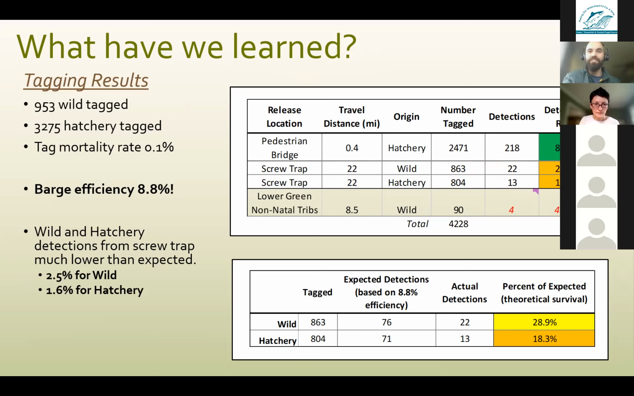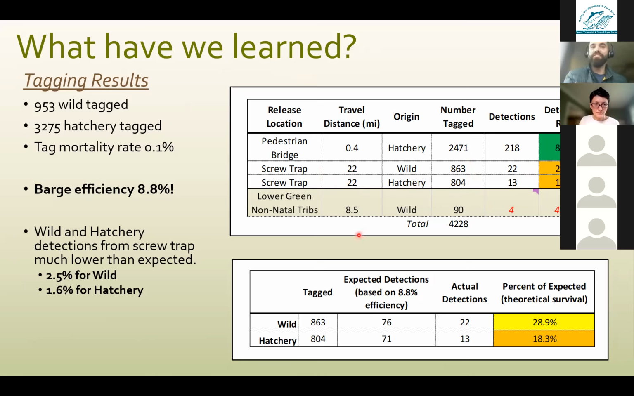So, having close to 9% efficiency for a low gradient section of stream like the lower Green, stoked with that. That's awesome. Now, the not so great: of the wild fish and hatchery fish we released at the screw trap, we only detected 22 of the wilds and 13 of the hatcheries. So that's 2.5% for wild, 1.6% for hatchery. Definitely not the 8.8% that we expected.